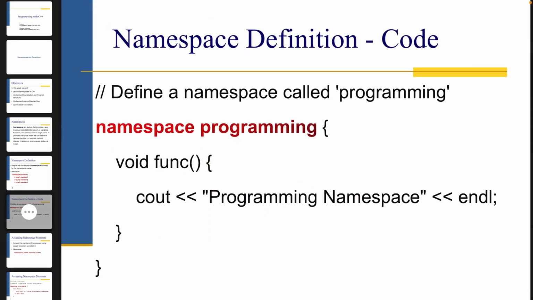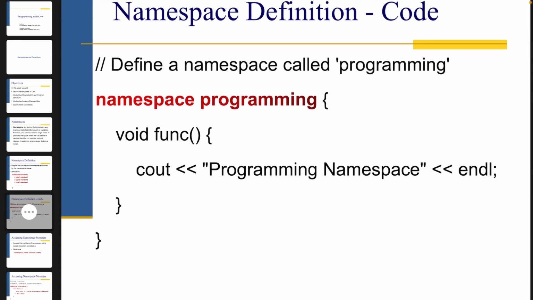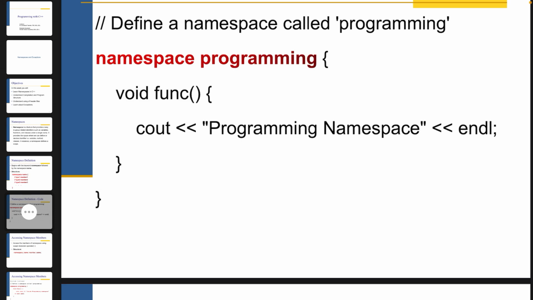So, namespace definition: define a namespace called programming. This is how we use it: namespace programming. Then inside the curly brace we create a void function, and inside the function we cout "programming namespacing". This is the namespace definition. We are defining the namespace programming.